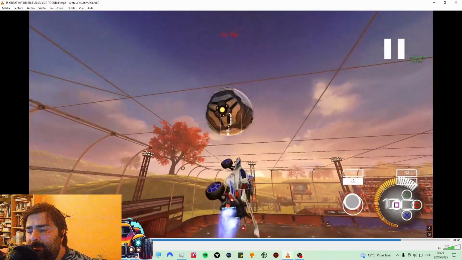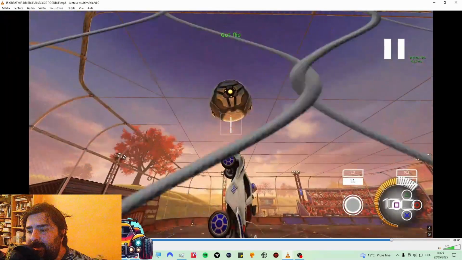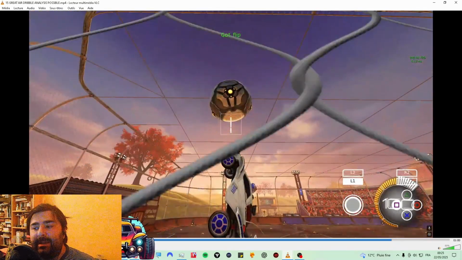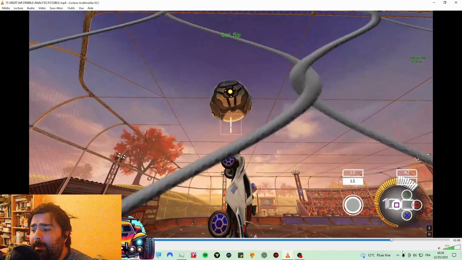So we start with the down input. It's a short input, but it's long enough that it does something. I'm doing something here that's not directional air roll. It's just common sense. I'm backwards, I want to tilt my nose up, so I press down, right?